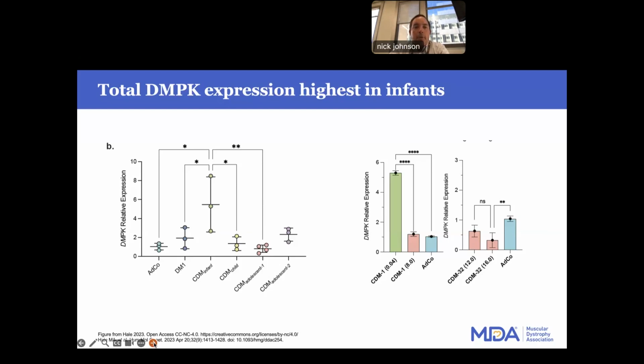However, one notable thing that you can see here, looking at the relative expression of DMPK, shown here in CDM infants, and again here in just a different graphical representation, you can actually see the DMPK expression is highest in those individuals earliest in life.